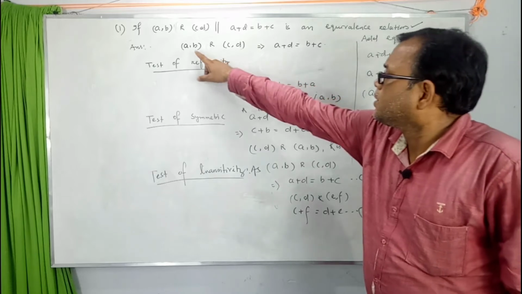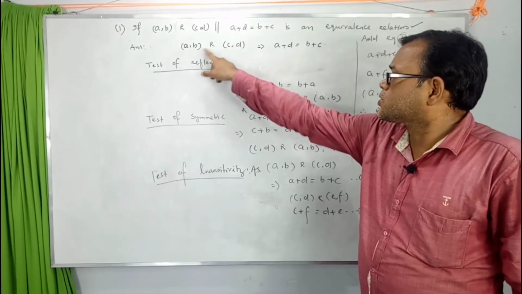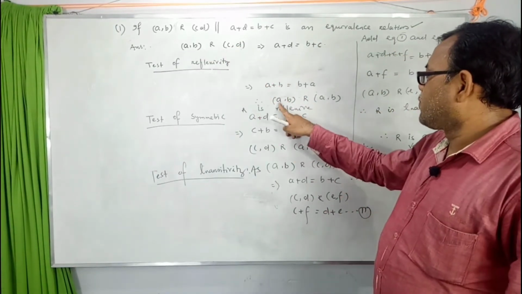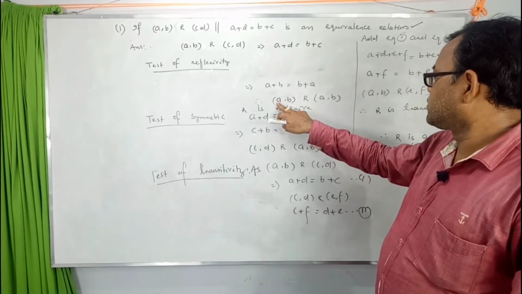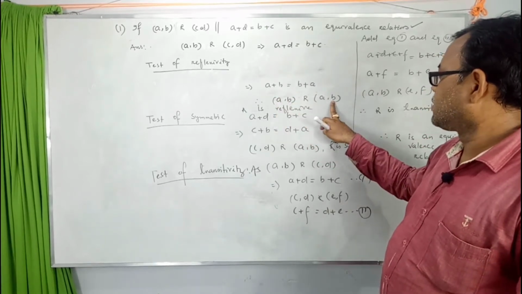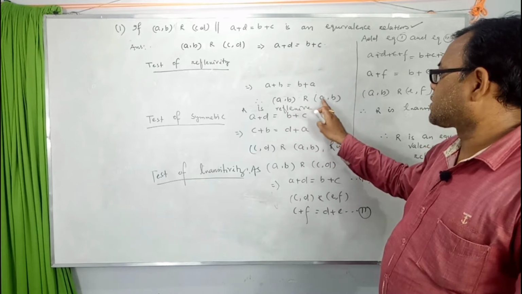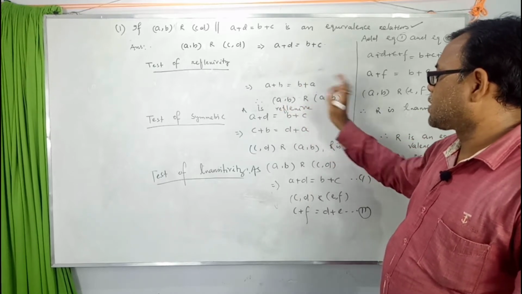Its relation meaning is that first plus fourth must be equal to second plus third. You see here, first plus fourth is equal to second plus third.